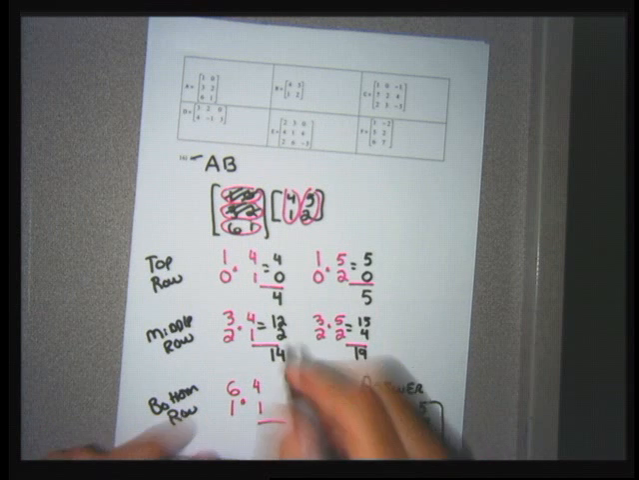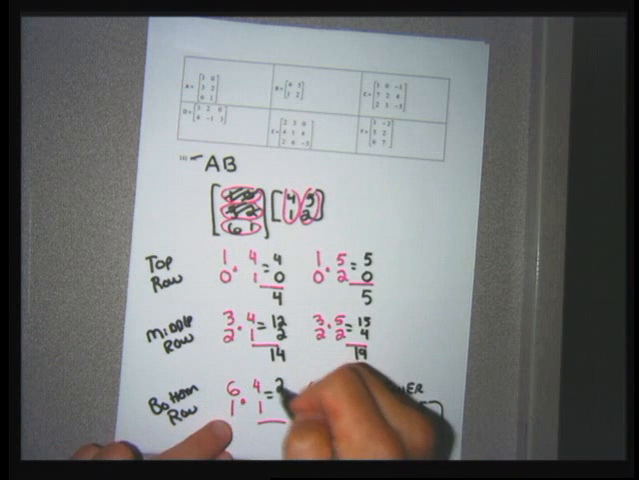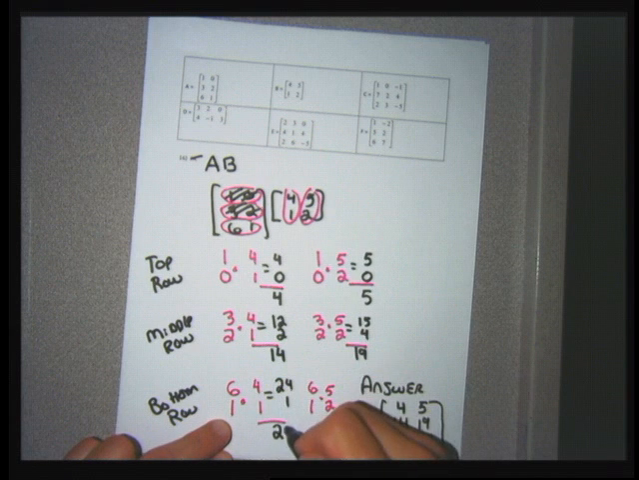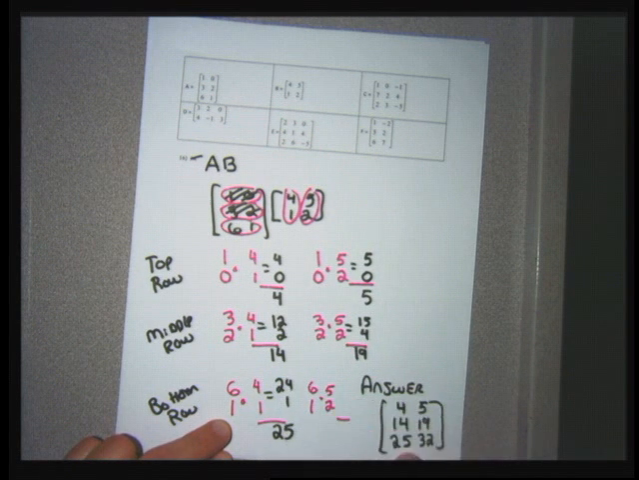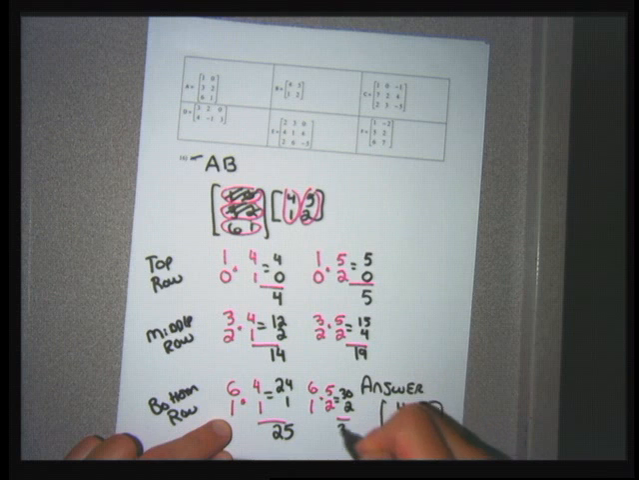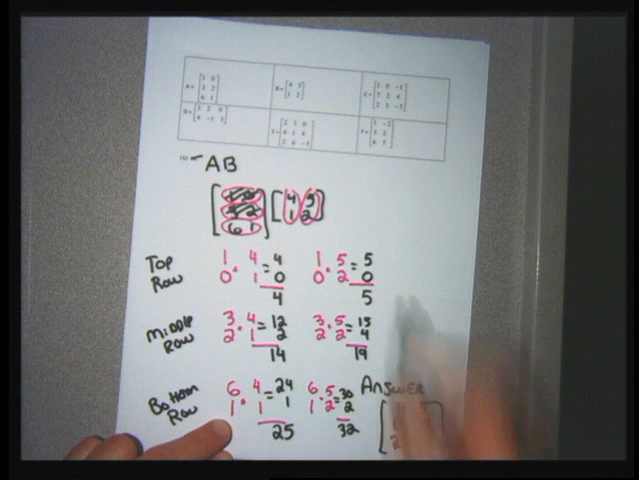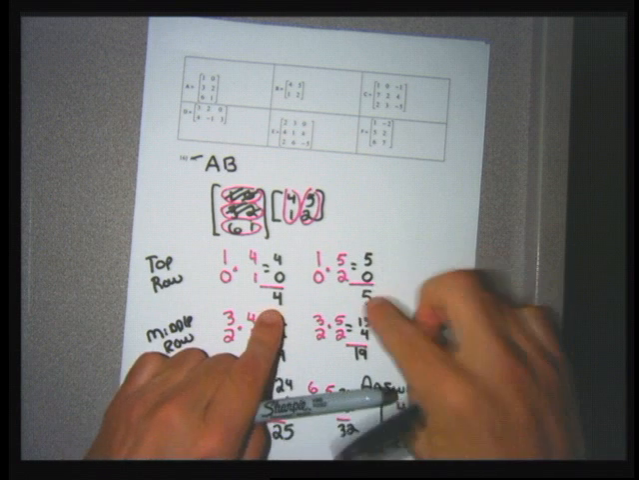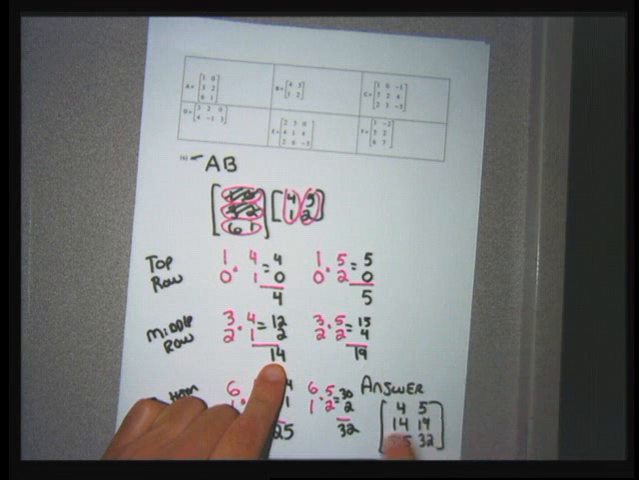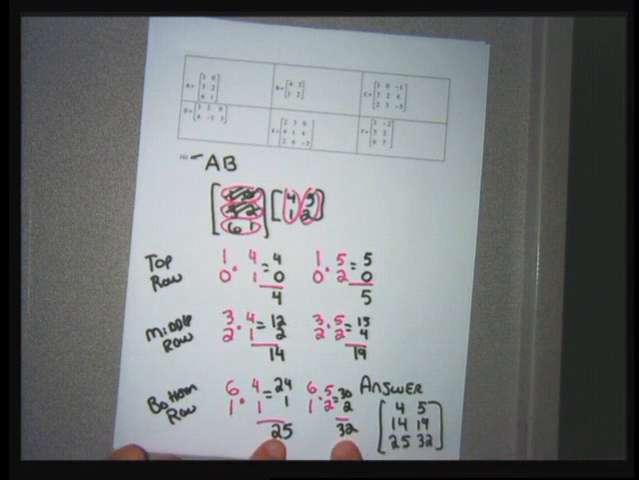Multiply across, then add. 6 times 4 is 24. 1 times 1 is 1. I add 24 and 1 and get 25. And then lastly, 6 times 5 is 30. 1 times 2 is 2. I add and get 32. If you look at my top row, it's supposed to be 4 and 5. There's a 4 and 5. My middle row says 14 and 19. I see 14 and 19. Bottom row says 25 and 32. I see the 25 and 32.